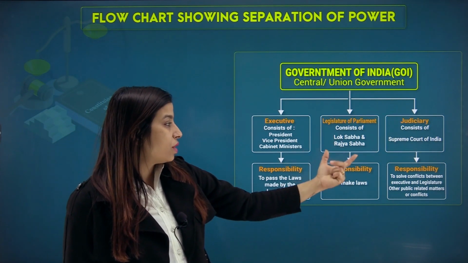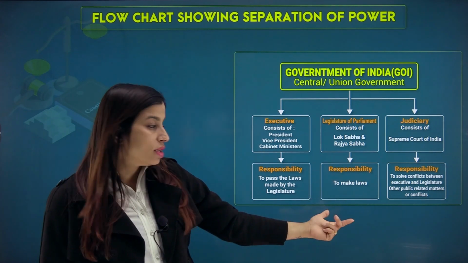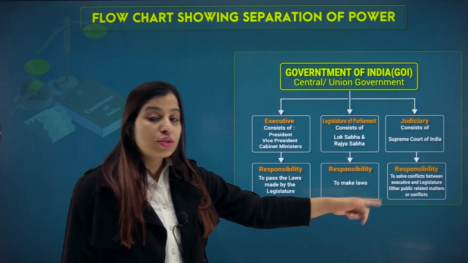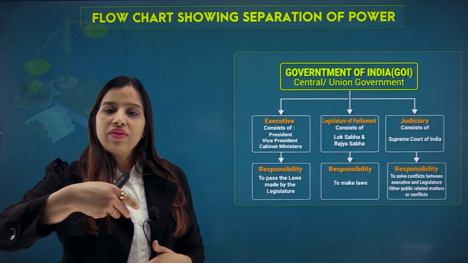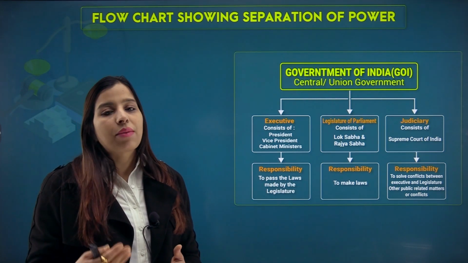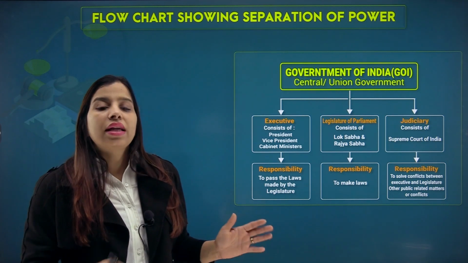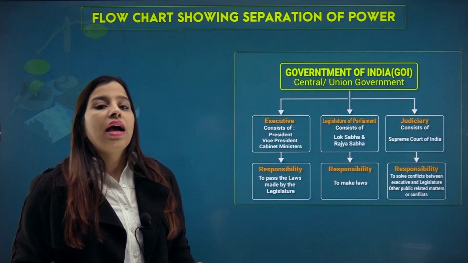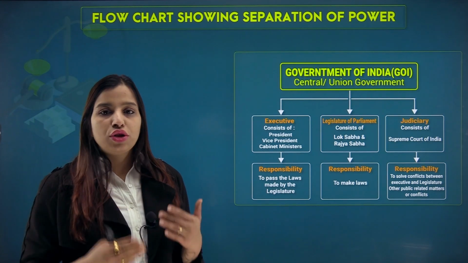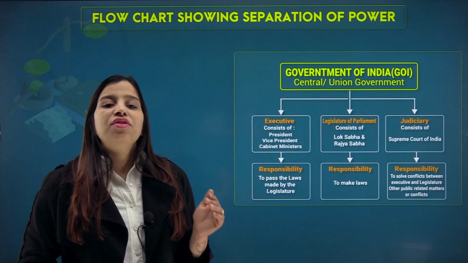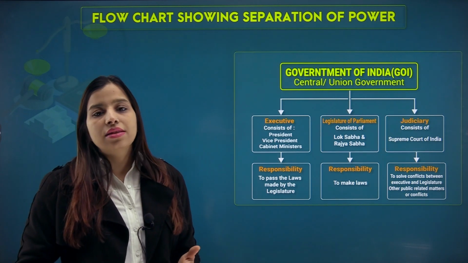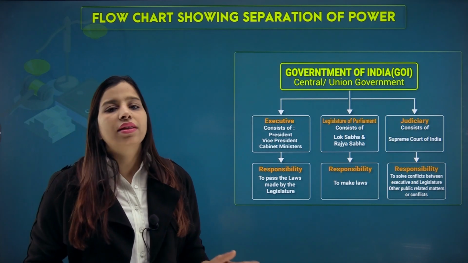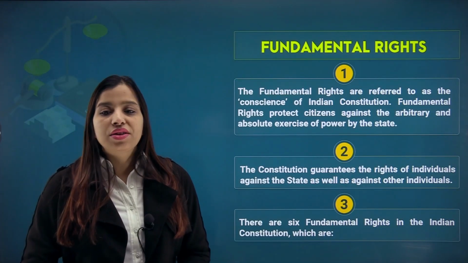The responsibility of the judiciary is to solve the conflicts between the executive and legislature. So, even if there is any matter that has happened between government officials, that is also taken to the court. And apart from that, the judiciary is also responsible for solving the issues among citizens, among states, or among any other authority. We will discuss fundamental rights.